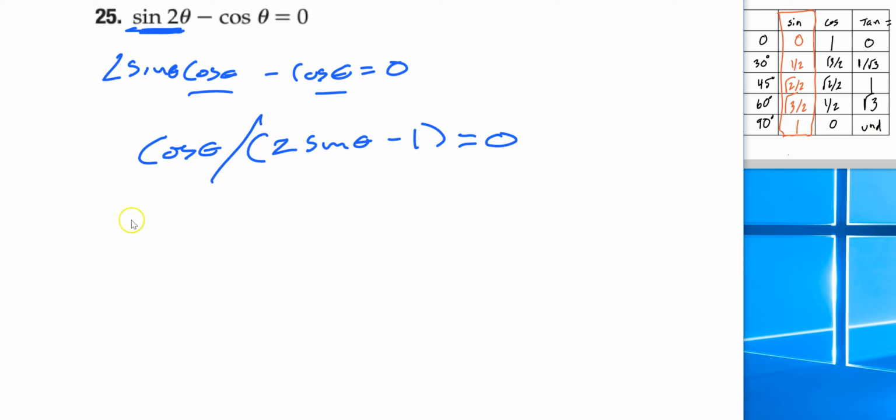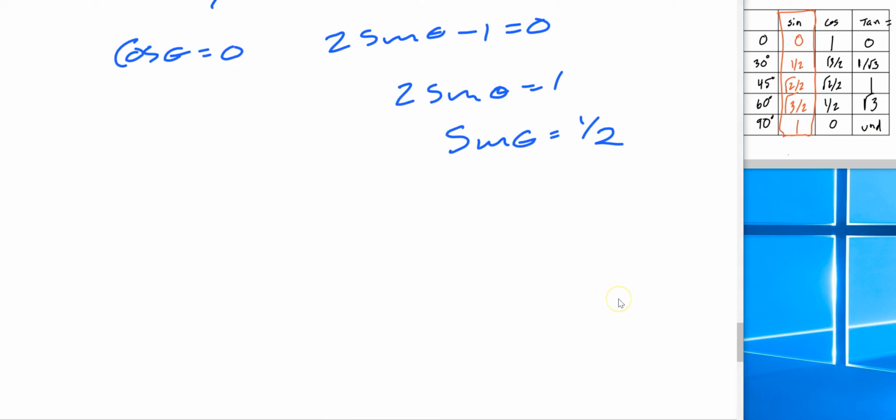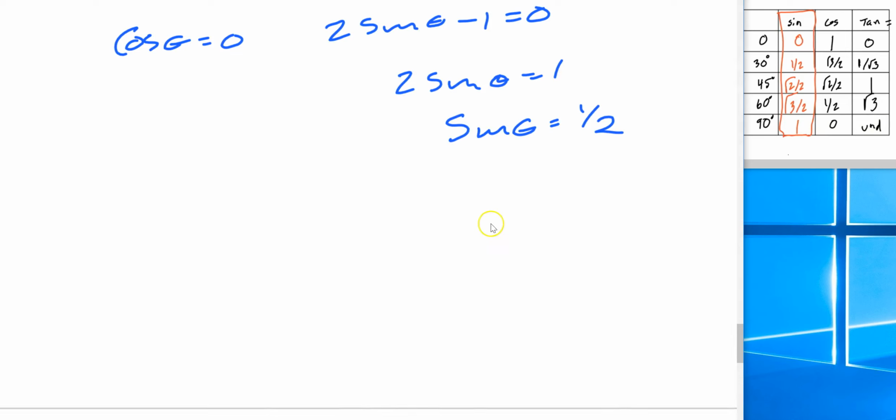And then we split. Cosine theta equals 0. 2 sine theta minus 1 equals 0. Solve this one. 2 sine theta equals 1. Add 1, divide by 2. Sine theta equals 1/2. Now again, I don't care how you solve this. Any way you want to do it is fine.